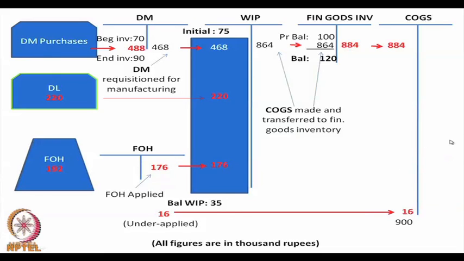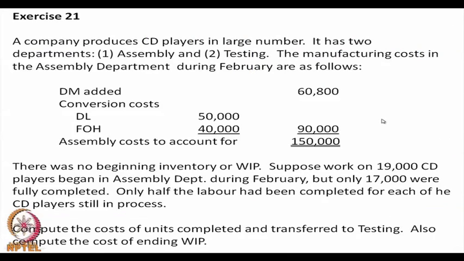Now, we take up an exercise on process costing. In this example, we consider a company producing CD players in large number. So, it is large number, therefore, it is process costing. It is a continuous production. It has two departments, assembly and testing. The manufacturing costs in the assembly department during February are as follows.